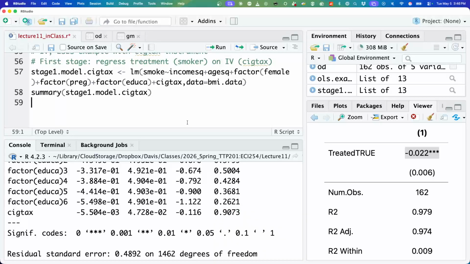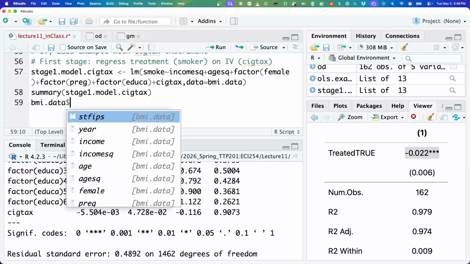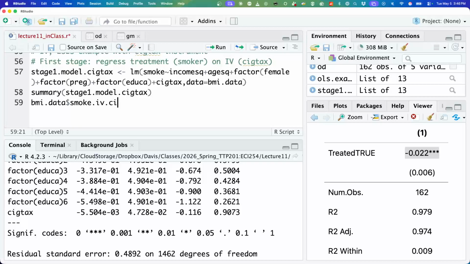Okay, we're going to add into our original data set a new variable, which is going to be the prediction of whether or not they're a smoker. Like so. And so essentially what we're doing is creating the X hat. And so in the second stage, we're not going to include whether or not they're a smoker, our treatment. We're going to include the predicted treatment from our first stage.